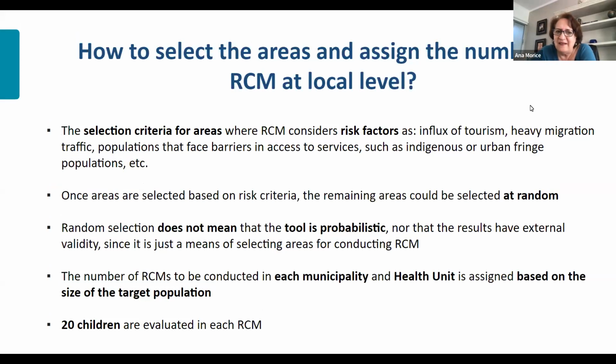Once those areas are selected based on those criteria, some of the other areas can be selected randomly. But again, it doesn't mean that it's a probabilistic sampling. It's just to assess the information at that specific local area. The number of RCMs, and I'm going to show you an example in the next slide, is assigned by the subnational level based on the size of the target population. And usually 20 children are evaluated in each RCM.